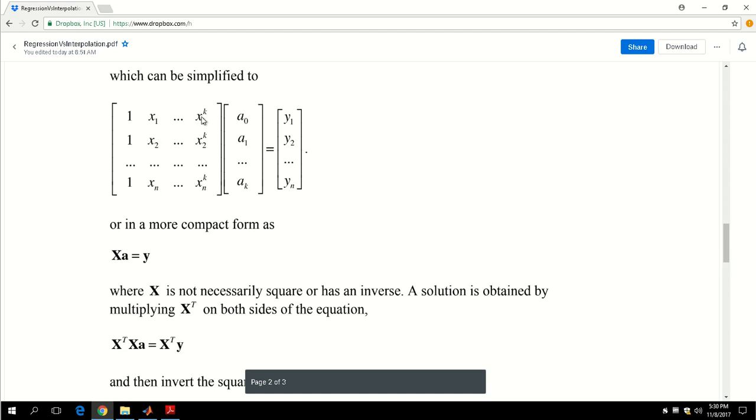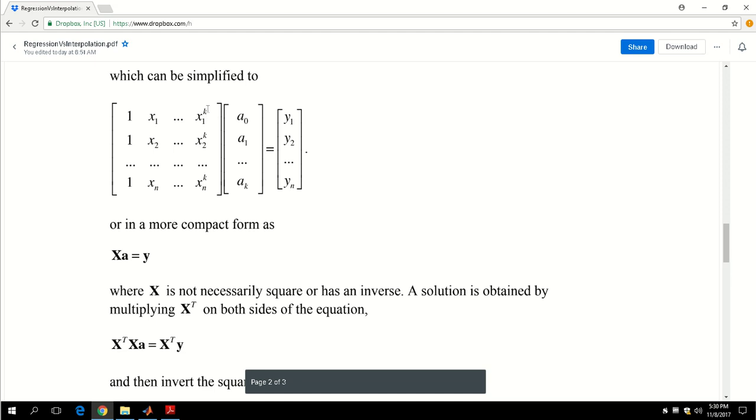So suppose we set k equals 1. Then it's just going to be the first order, just a straight line. So it's just going to have 2 columns. The first column is all composed of 1, and then the second column is just going to be x1, x2, up to xn, because k is set to 1. So x1 to the first power is x1, x2 to the first power is x2.